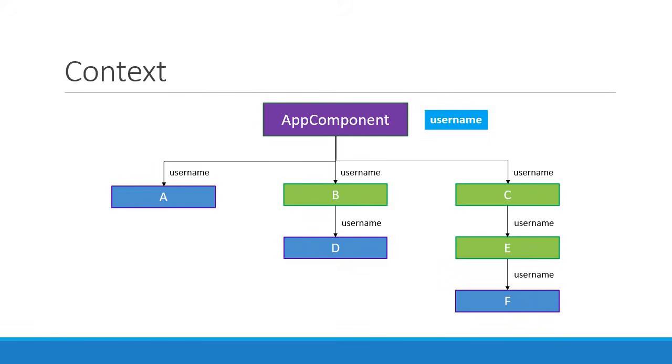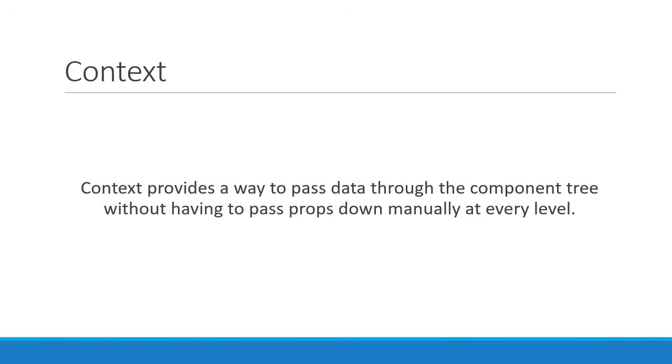This especially becomes a problem for certain types of props such as language preference, UI theme, and authenticated user, which are pretty much required by many components in your application. What would be nice is if we could directly send data to the required component without having to manually drill down the props through every level of the component tree. This is where context comes into picture. Context provides a way to pass data through the component tree without having to pass props down manually at every level. So we now know what problem context can solve.